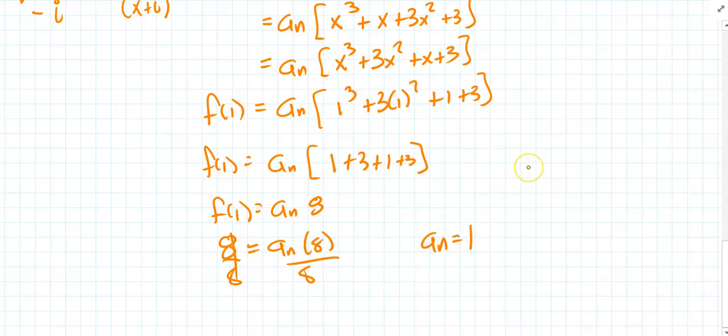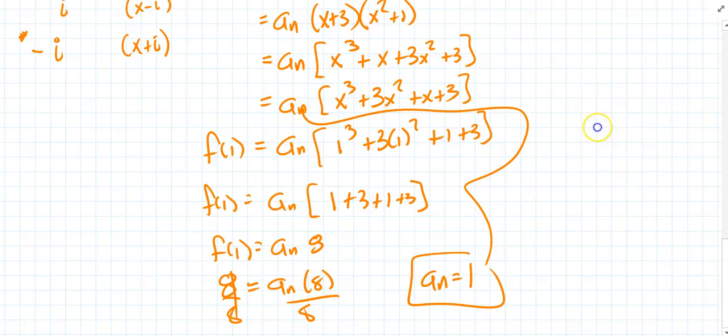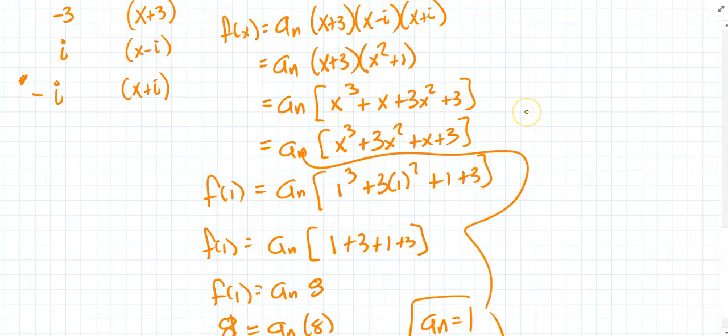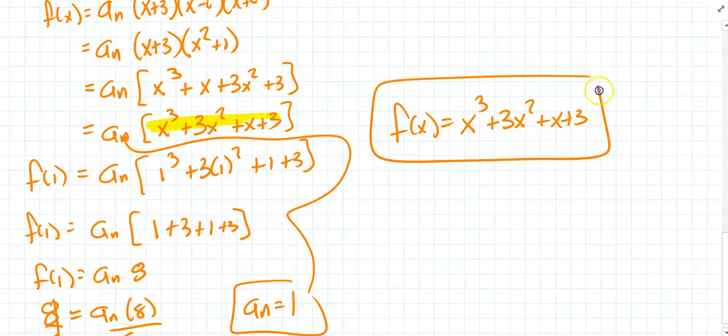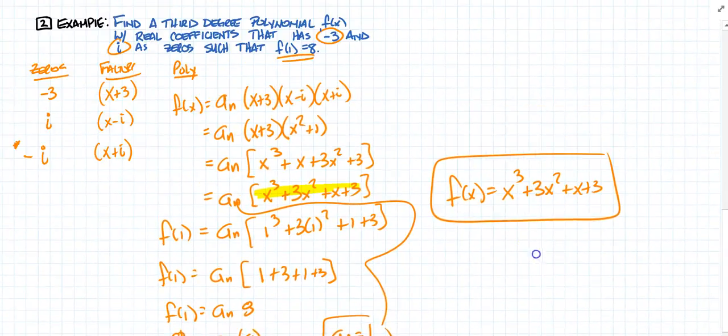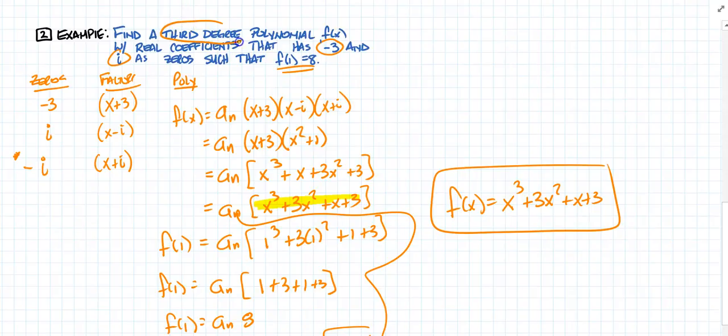So what that means is that my original, way back up here, this one, is the function that I'm looking for. So the answer that I want, f of x, is going to be this function right here, since the value of a sub n is just 1. So it's going to be x to the third plus 3x squared plus x plus 3. Okay, so what the heck did we just find? We found a third-degree polynomial. There it is right there. Third-degree polynomial that has real coefficients. The real coefficients here are 1, 3, 1, and then 3.